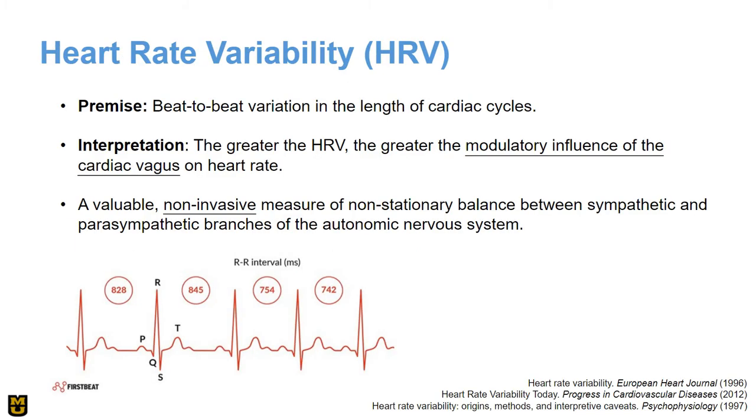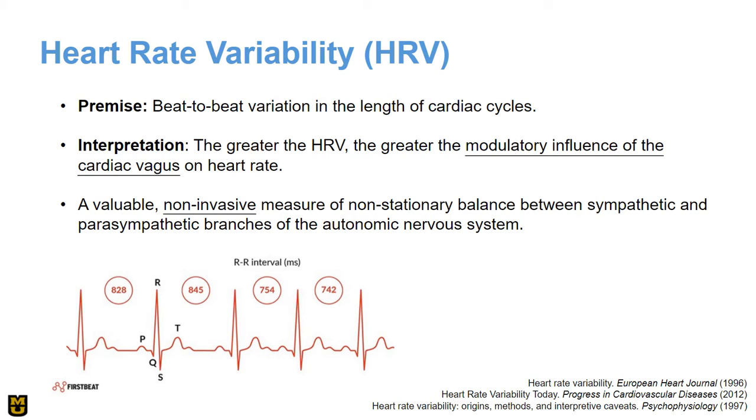So the premise of heart rate variability is that you're looking at this beat-to-beat variation in the length of the cardiac cycles. And so we can interpret this in that the greater the heart rate variability, or the greater beat-to-beat variation in the length of the cardiac cycles, the greater the modulatory influence of the cardiac vagus, which we're again using as a measure of parasympathetic.